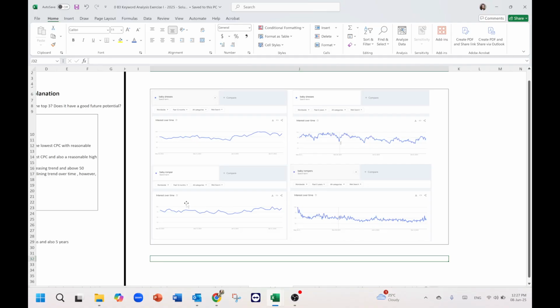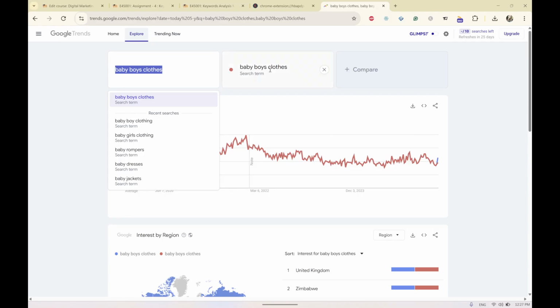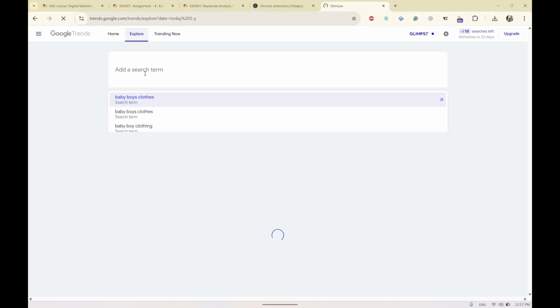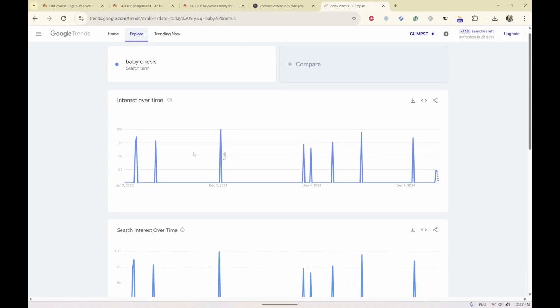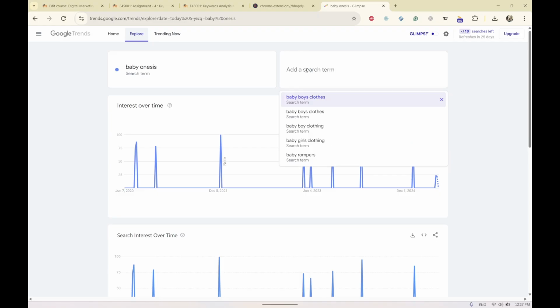So what did we want to do here? Baby romper. Yeah. I wanted to see baby onesies, in fact. This is what I wanted to see. Let's put here baby onesies. Okay, let's see. Baby onesies is not giving me anything. Okay, how about baby rompers?